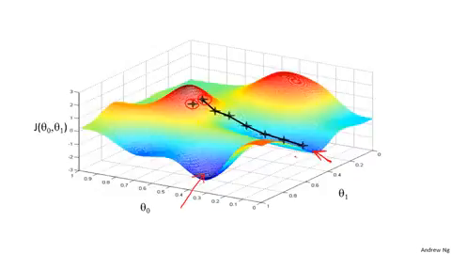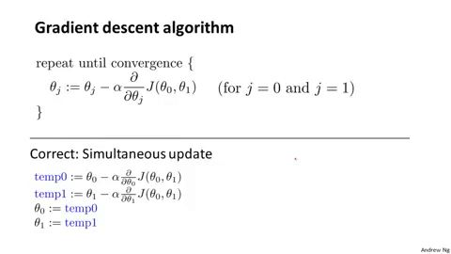So that's the intuition in pictures. Let's look at the math. This is the definition of the gradient descent algorithm. We're going to just repeatedly do this until convergence. We're going to update my parameter theta j by taking theta j and subtracting from it alpha times this term over here. Okay, so let's see.